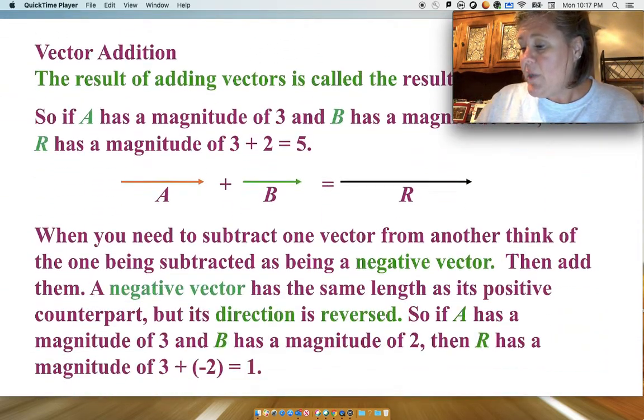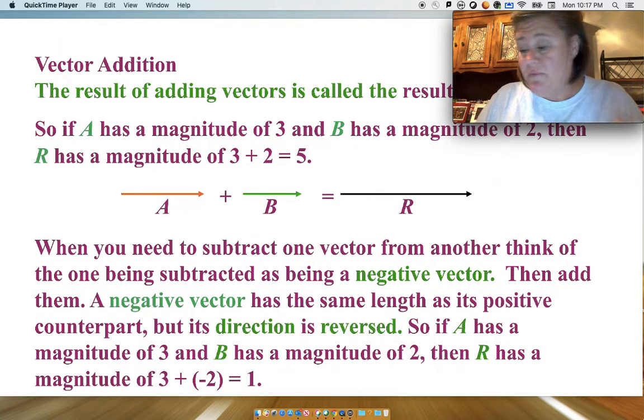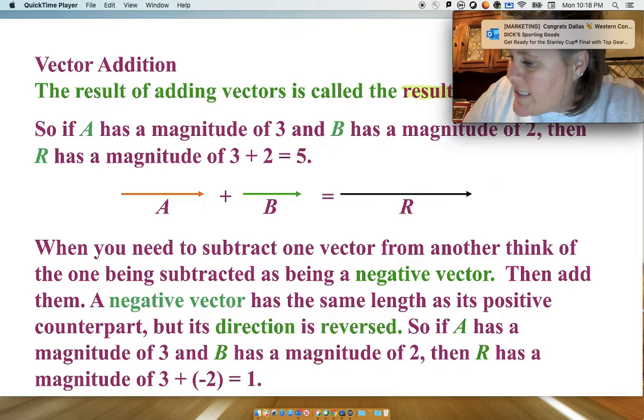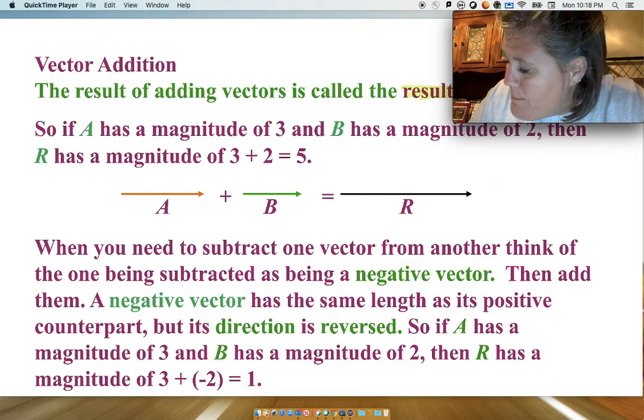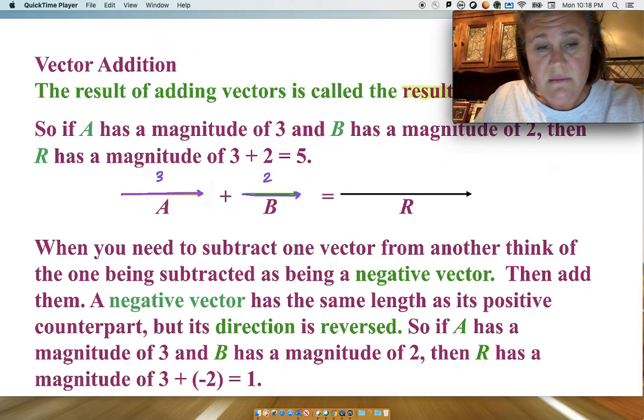So we're going to add these two vectors. Now, notice these vectors are in the same dimension. Okay, they're both in the x dimension. And again, the result of adding these two vectors is going to be known as the resultant. So we have vector A that has a magnitude of 3. So there's vector A right there. And we have vector B that has a magnitude of 2 units. Okay, we're going to add these two vectors together.